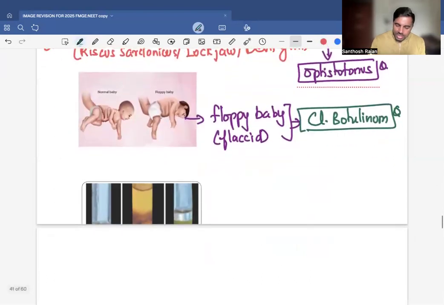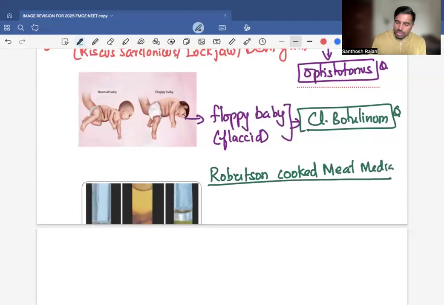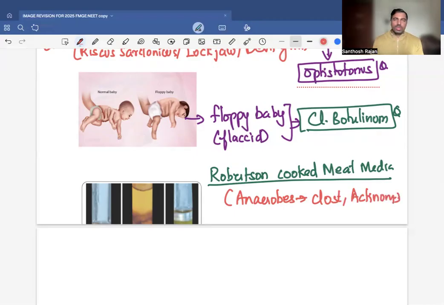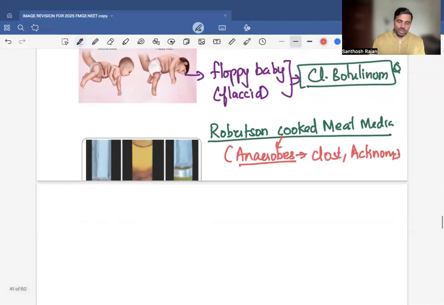Now this is the media. Basically, this is again hidden. This is actually Robertson cooked meat media. Robertson cooked meat media. So this is another important one. This is basically for all the anaerobes. Anaerobes means Clostridium or Actinomyces. You can use this for Actinomyces. Robertson cooked meat media is for anaerobes. Okay, that is one point you remember.